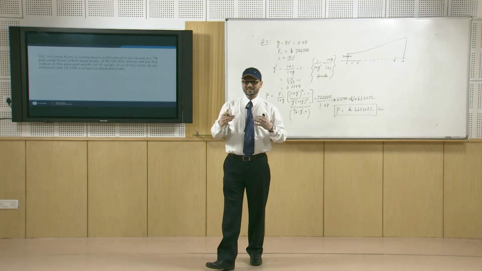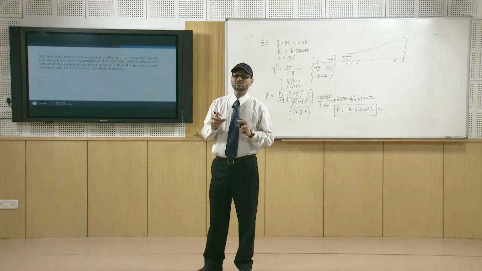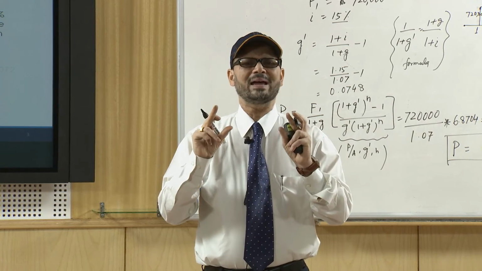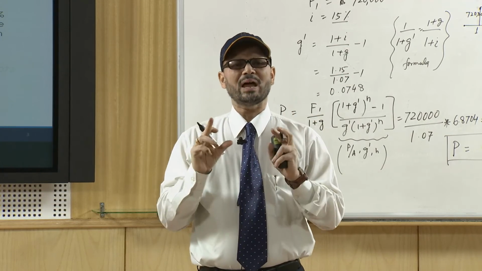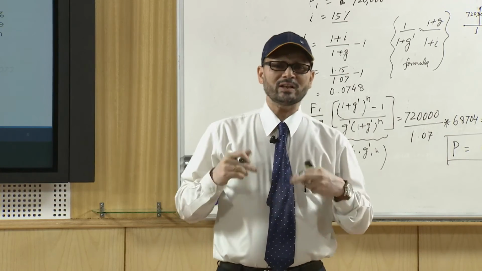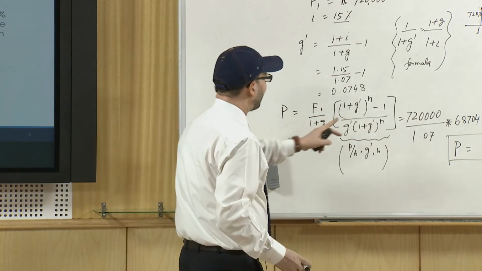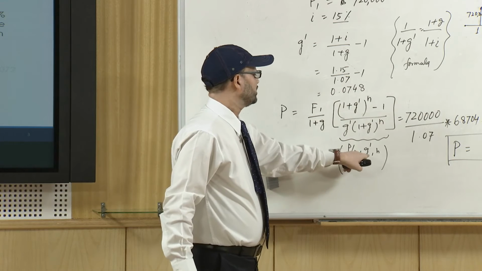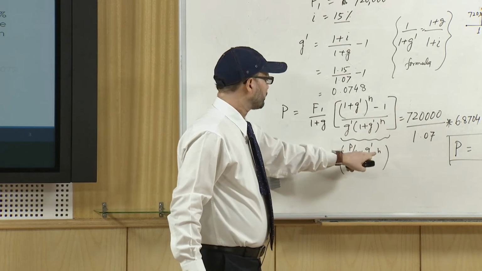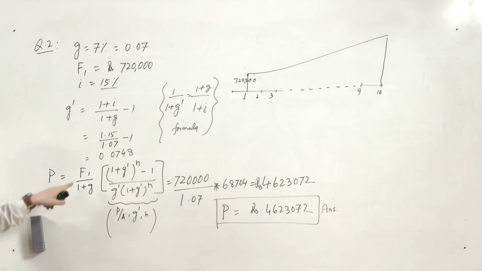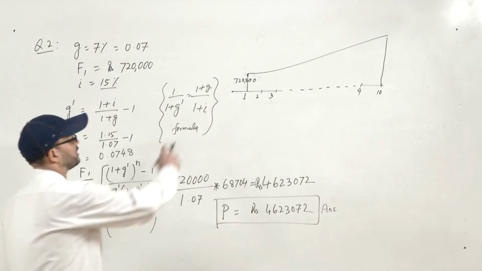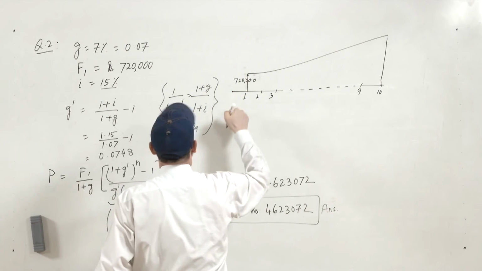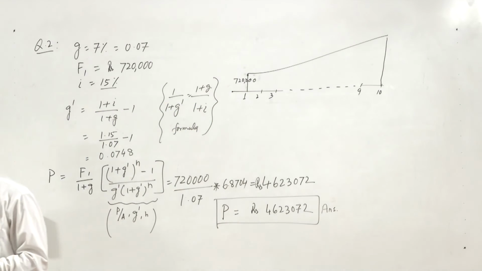So, in such cases what we have seen is, first of all, depending upon the value of I and G, you have to calculate G prime. Once you get G prime, you get the factor value of P by A, G prime, n. Once you calculate this, this will be multiplied with F1 upon (1 plus G), and that gives you the present worth of such a geometric series.